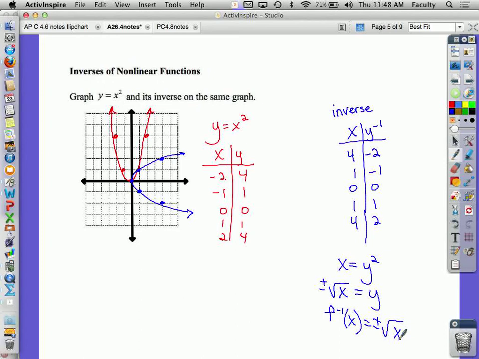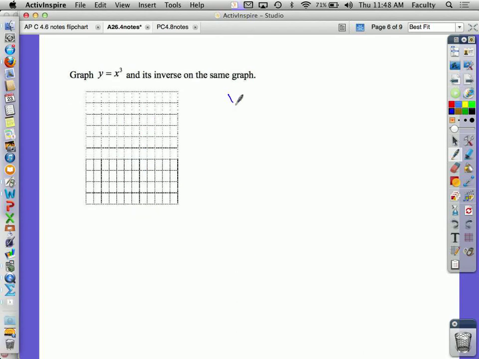All right, let's look at the next one. It says graph y equals x cubed. Okay, I know this one. Remember when we did our arms and we were doing our end behavior and I made you do some math aerobics with that? So we're supposed to remember this one.